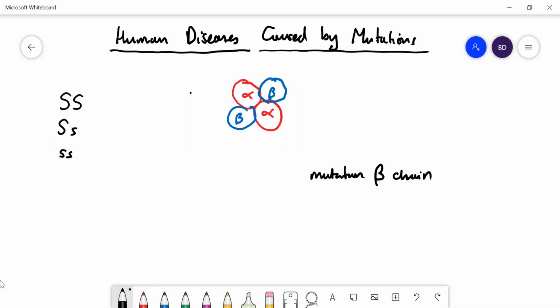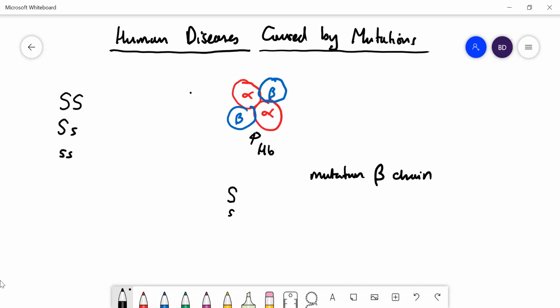Here's hemoglobin. Hemoglobin is made up of 4 polypeptides, 2 identical alphas and 2 identical betas. Each one has a heme group, and each one of those subunits binds 1 molecule of oxygen. The normal gene for beta globin I'll call capital S, and the mutated gene we'll call little s.